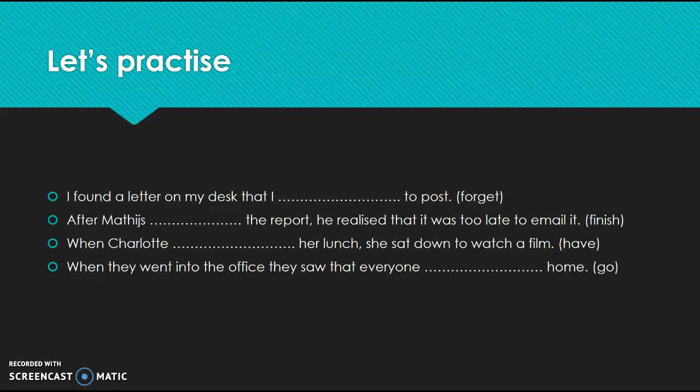Third sentence. When Charlotte ... her lunch, she sat down to watch a film. Again, we've already got a past simple, which is sat down. Now you need to make a past perfect simple with have. Final sentence. When they went into the office, they saw that everyone ... home. Again, we already have a past simple, so you need to form a past perfect simple with go.